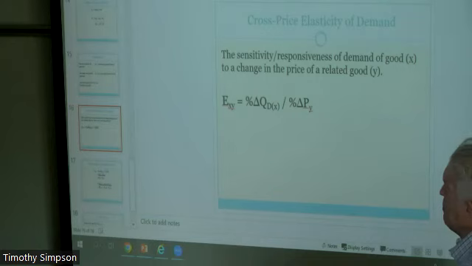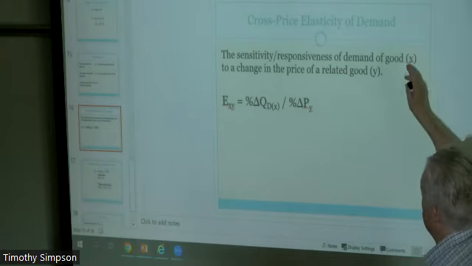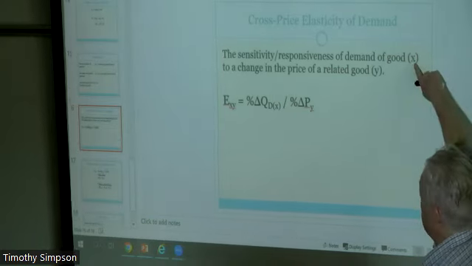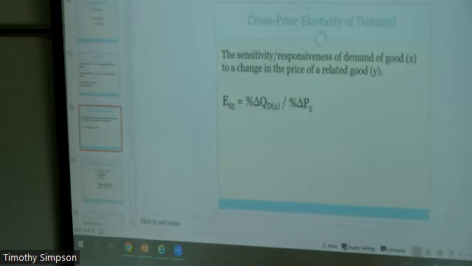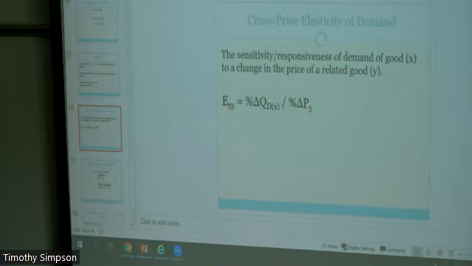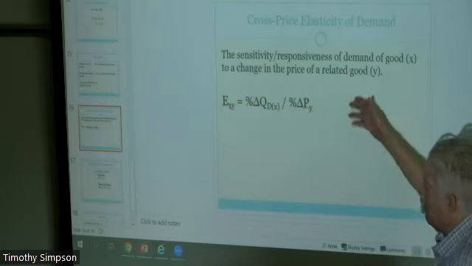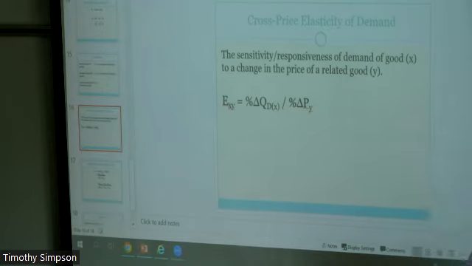So here the definition is the sensitivity response of some good we'll call X to a change in the price of some other good Y. We'll say it's related. How is it related? Well, we need to know what the ratio is here, that cross-price elasticity ratio, so that we know, is it a substitute? Is it a complement? And by the way, the strength of this, whether it's positive or negative, is the strength of how big that number is. It tells us how responsive that thing is.